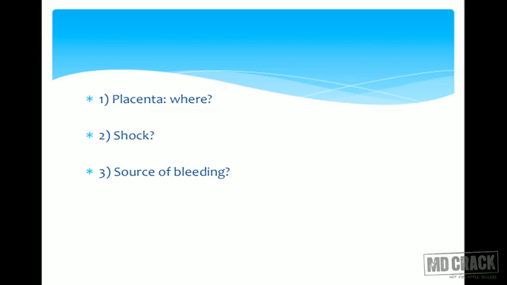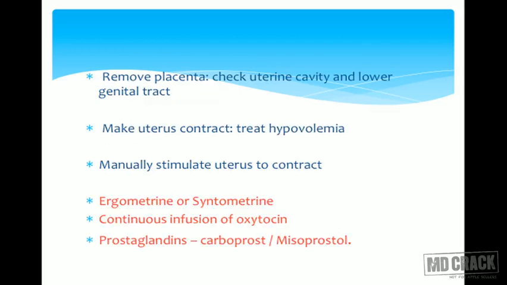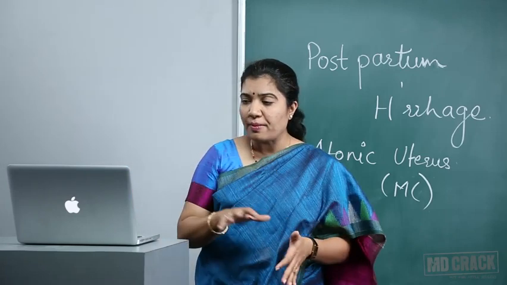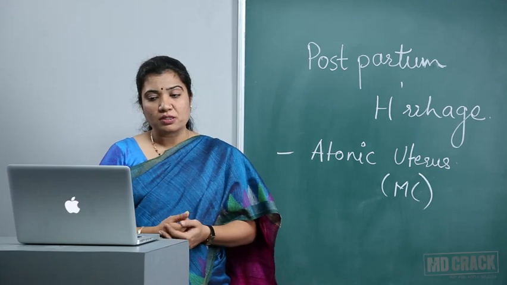Source of bleeding: if you can find it out, whether the bleeding is coming out of the uterus. Mostly the reason is an atonic uterus. So let's evaluate other things. Remove the placenta. Check the uterine cavity and lower genital tract. Make the uterus contract and treat hypovolemia simultaneously. Fluids are going, and you are making the uterus contract by either bimanual massage or giving drugs.